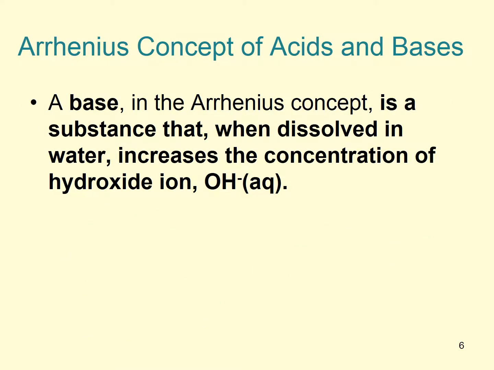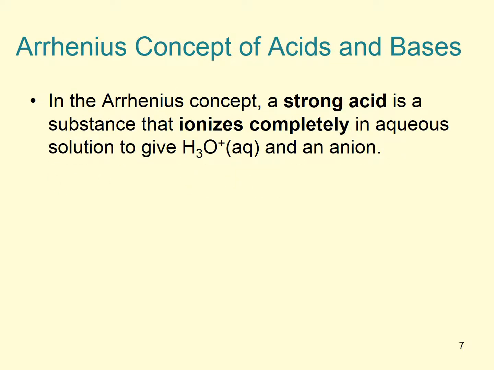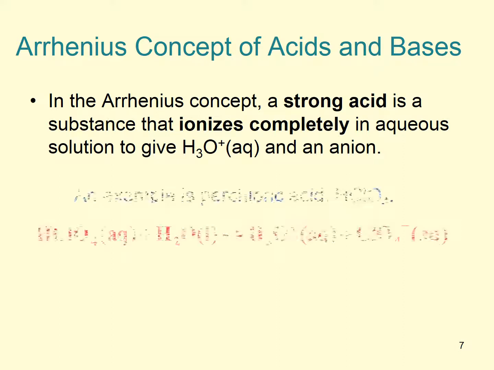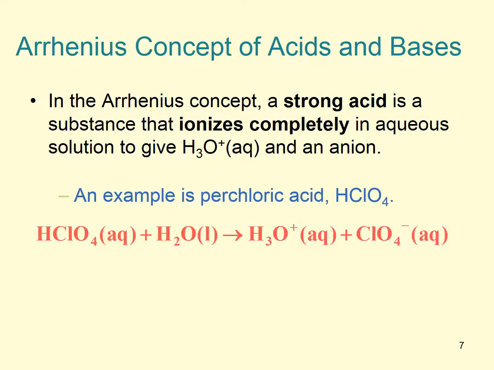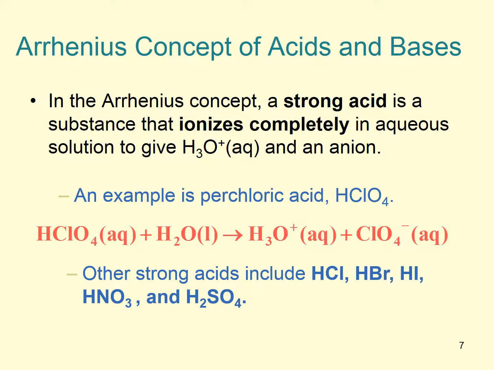Now, a base in the Arrhenius concept is a substance that, when dissolved in water, increases the concentration of hydroxide ion. A strong acid is a substance that ionizes completely. For example, perchloric acid, HClO4, when it dissolves in water, will completely dissociate to give H3O+ and ClO4- ions. Other strong acids are HCl, HBr, HI, HNO3, and H2SO4.